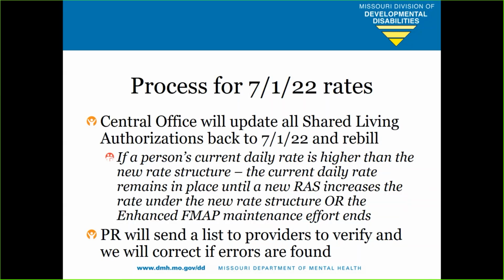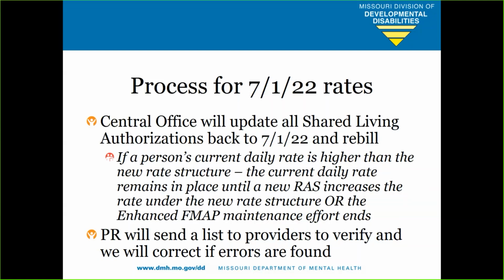And again, I know I've said it a couple of times, but to reiterate, if the current daily rate is higher, they get to keep the current daily rate. Two instances where it could go up: the person gets a new rate allocation score that increases the budget, because it's going to follow the same processes as ISL and group home. So if they get a new RAS and it increases the rate determination form, then their authorization gets increased. Also, when we're at the end of the maintenance of effort for the enhanced FMAP, the rates may be adjusted in accordance with standardization.